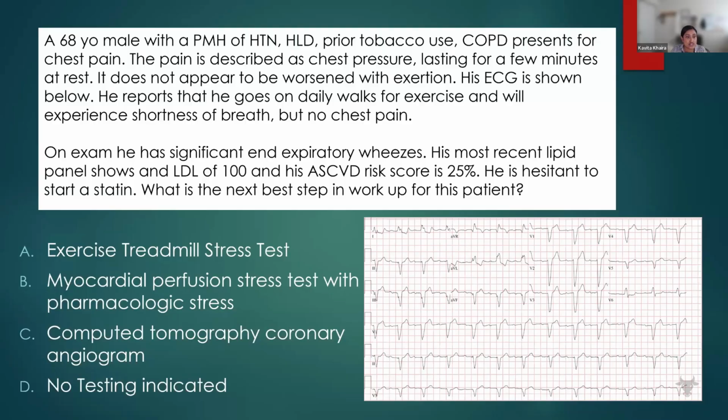Is it A, an exercise treadmill stress test? Is it B, a myocardial perfusion test with pharmacologic stress? Is it C, a CT coronary angiogram? Or is it D, no testing is indicated?